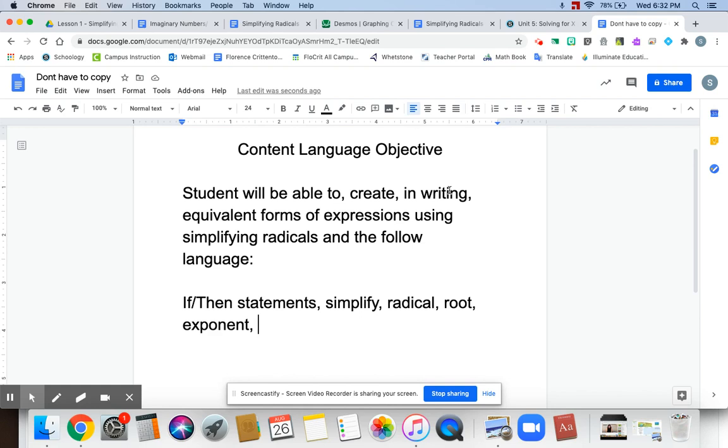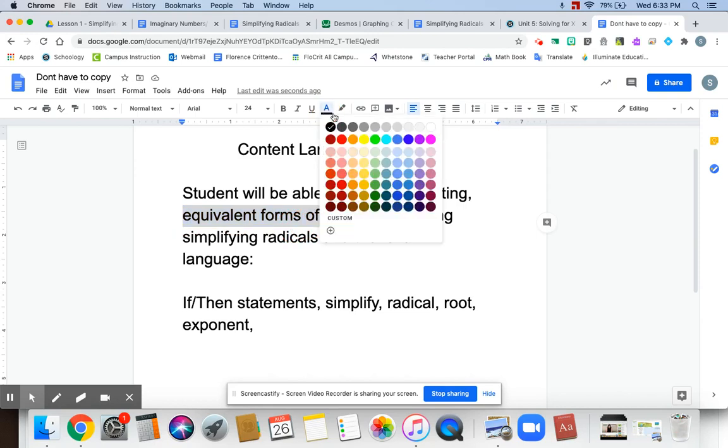So basically, to tear these apart quickly, the places you want to look is after the students will be able to. The word create tells you what you're doing. It's like your verb. Then in writing is just the fact that we do it in writing, because most math is done on paper, writing it out. And what are we creating? We are creating equivalent forms of expressions.